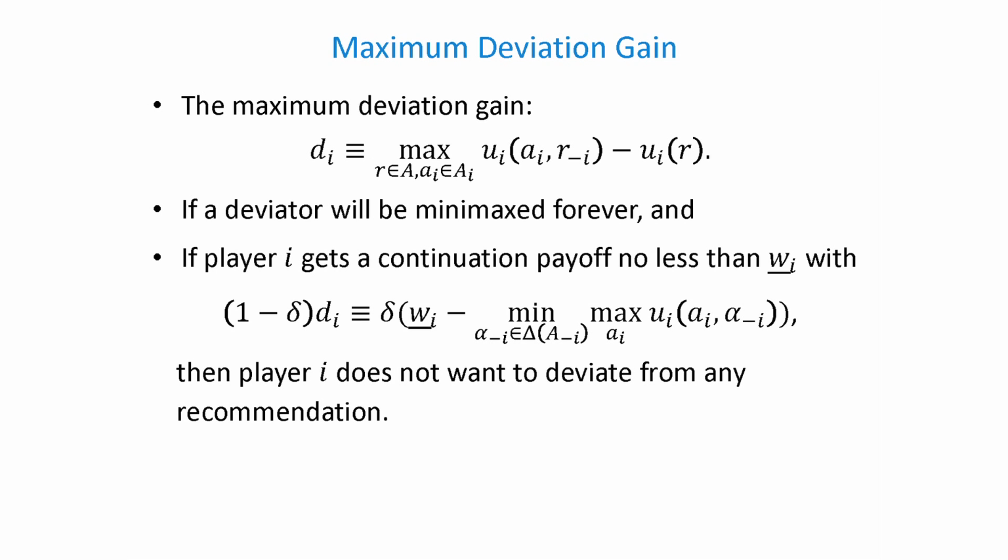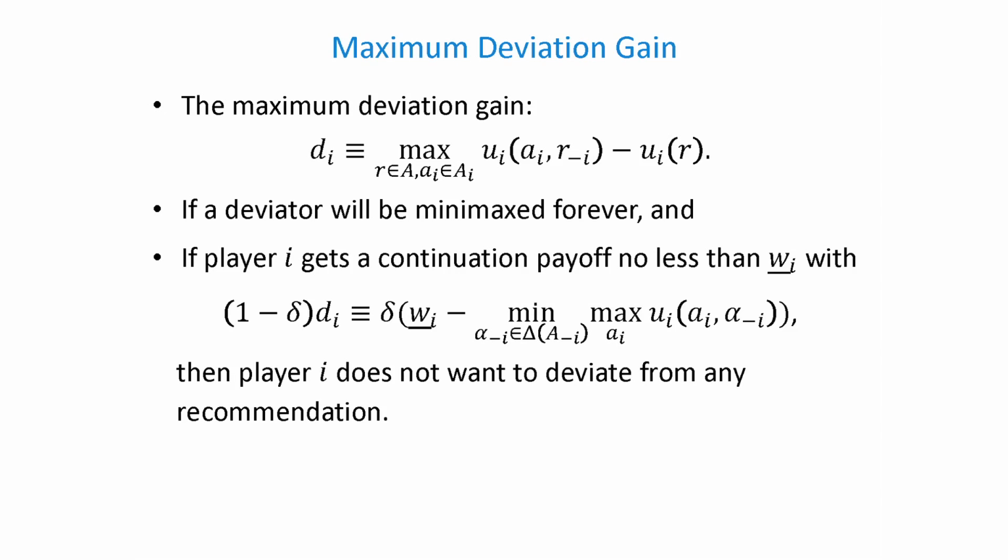And suppose that a deviator believes that she will be minimax forever after deviation. This needs to be sequentially rational, but forget about that restriction. Then, given this belief, if player i gets a continuation payoff no less than W lower bar i, which is characterized in this equation implicitly, then player i does not want to deviate from any recommendation. And the reason is that in this characterization, this side is the one-shot maximum deviation gain. And this side is that given this belief that the deviator will be minimax forever, this is a continuation payoff after deviation. This is an on-path continuation payoff. So this basically means that the on-path continuation payoff is sufficiently high.